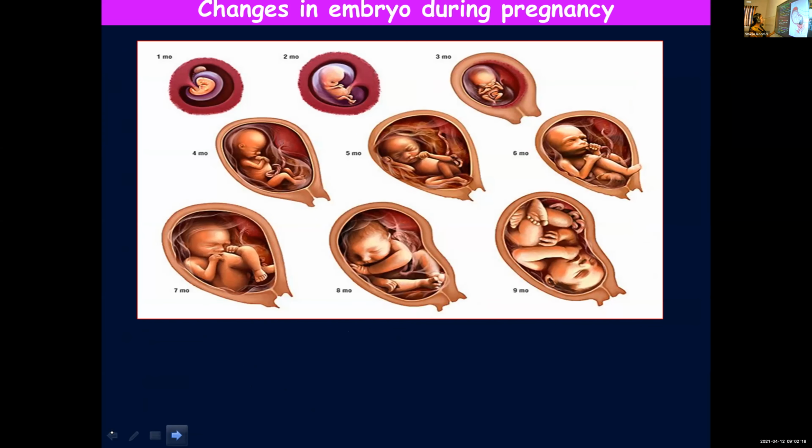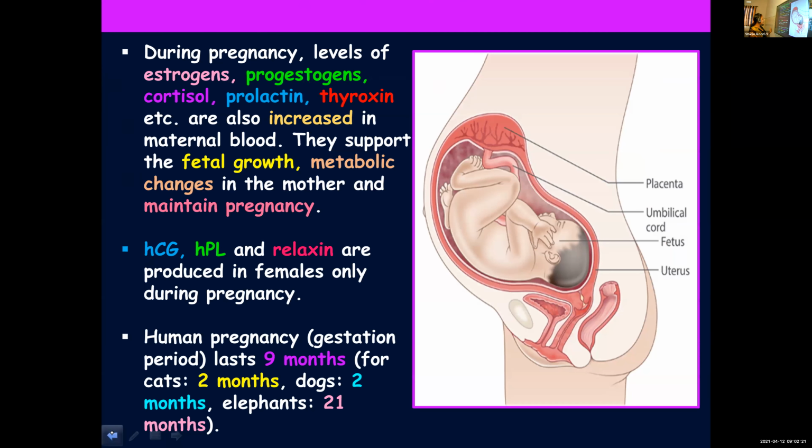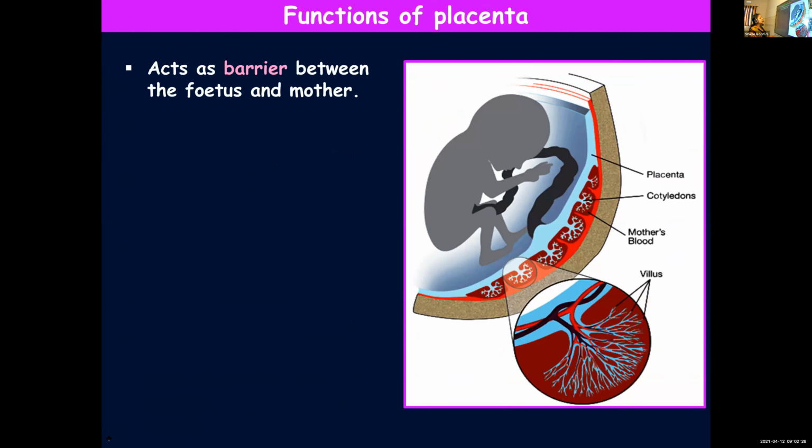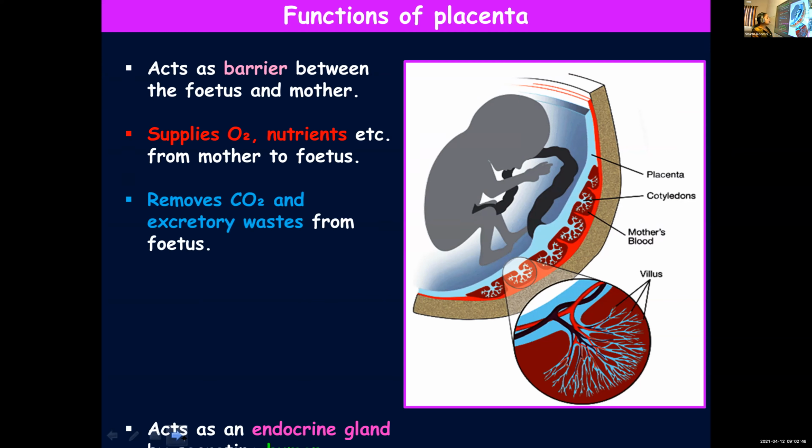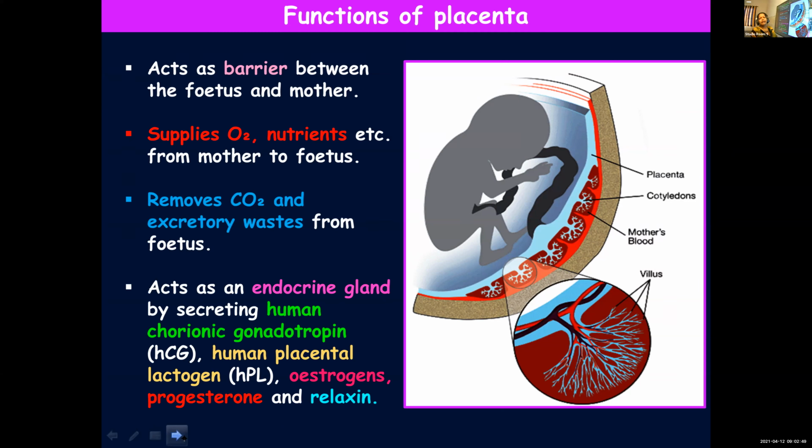Before we deal with the different developmental stages in the development of a fetus or a baby, once again, I'll show you the points. We started with the functions of the placenta. It acts as a barrier between the mother and the fetus. It serves many functions: it helps in supplying oxygen and nutrients from the mother to the fetus, and helps in the removal of carbon dioxide and excretory waste. It also acts as an endocrine gland, releasing different hormones, which are very important, especially for a pregnant lady to carry out different functions.